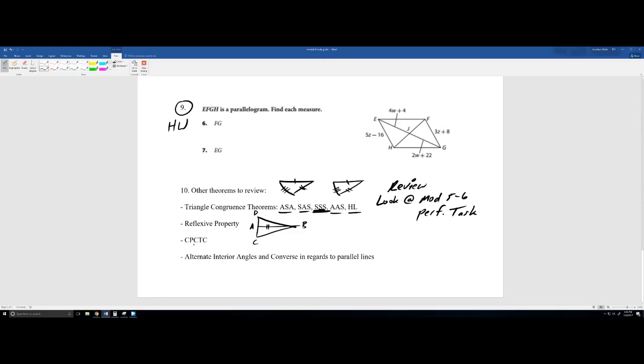Now, moving on to CPCTC. Remember, if I prove that triangle ABD, this triangle right here, is congruent to this triangle right here, that means this little part has to be congruent to that guy's little part. That's what the P stands for in CPCTC: parts. Again, corresponding parts of congruent triangles are congruent. So remember that. Look over it. Review it. Alternate interior angles look like this, so these should be congruent to one another. And the converses in regards to parallel lines: if these two angles are congruent, then these lines are parallel. So that's the converse.